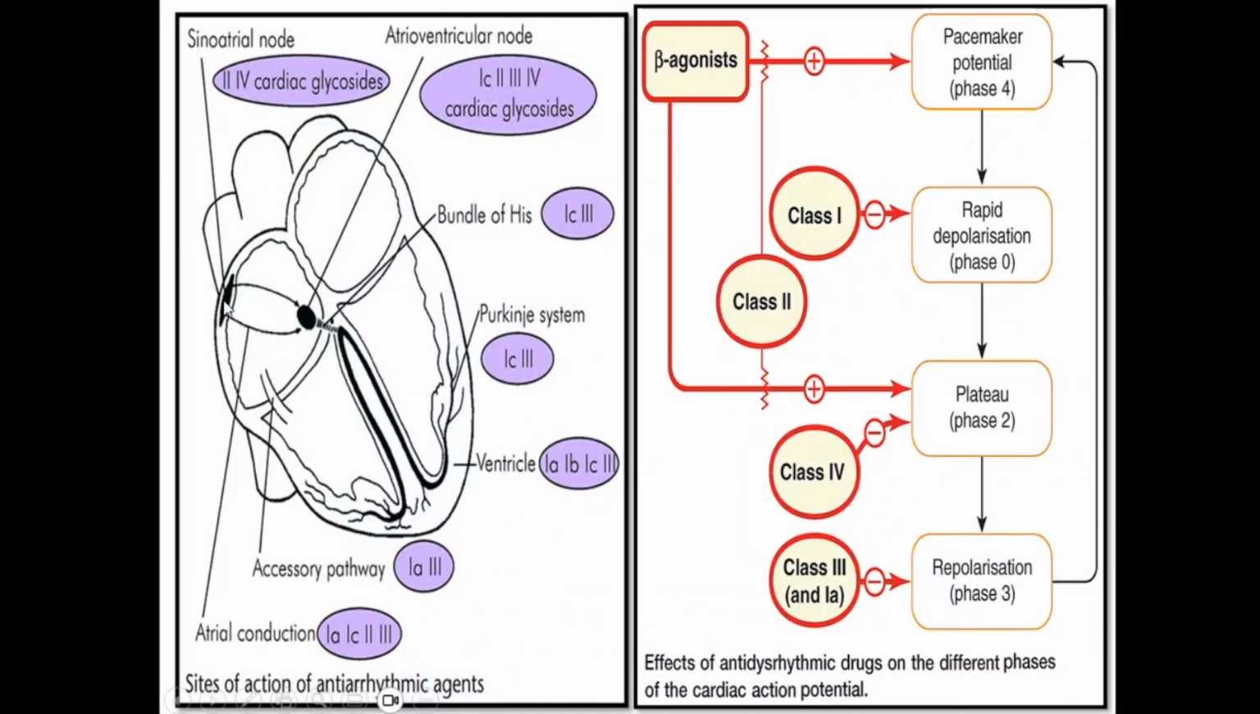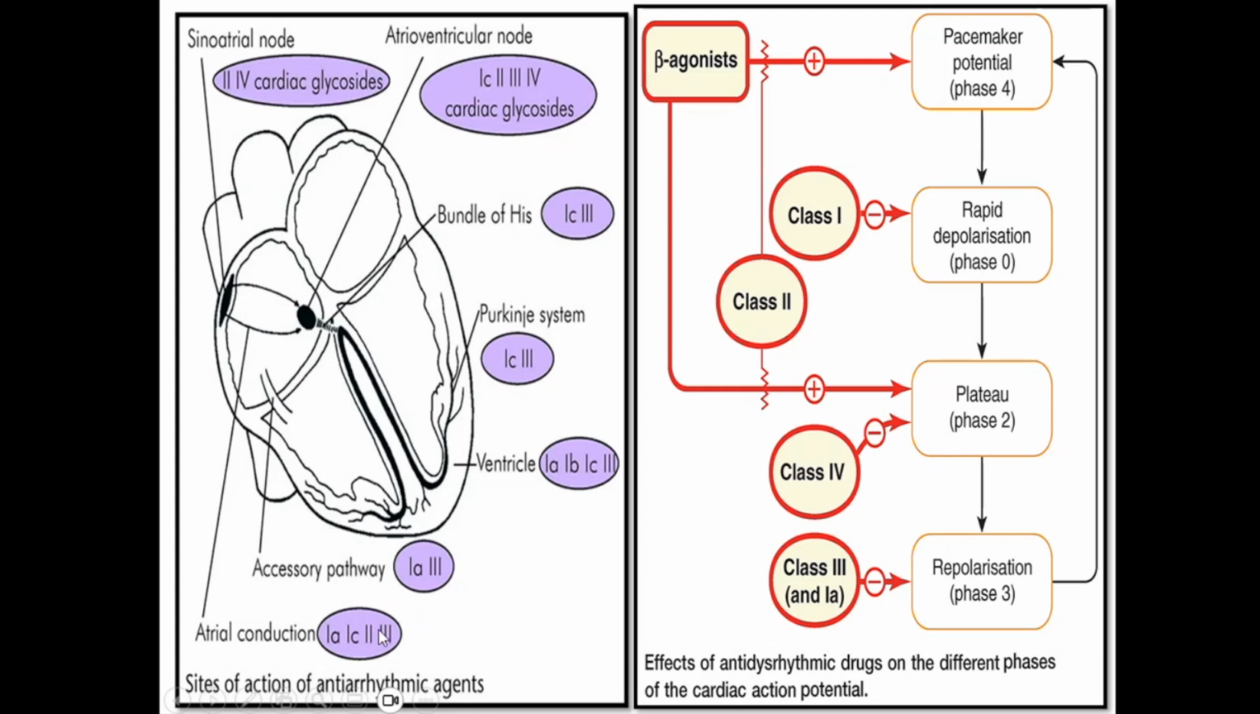Your SA node controls your heart rate. That is the heart rate setter, the sinoatrial node, right? That's why we have SAN rate and AVN rate, ventricular rate and SAN rate. So class 2 beta blocker and class 4 calcium channel blocker are sympathetic activity blockade, so they directly affect the SAN.